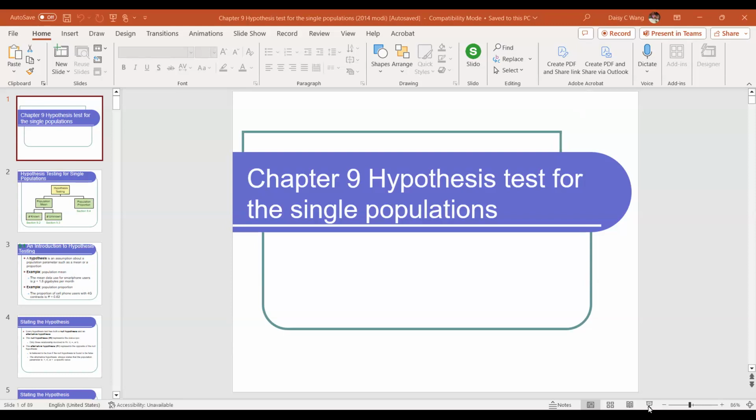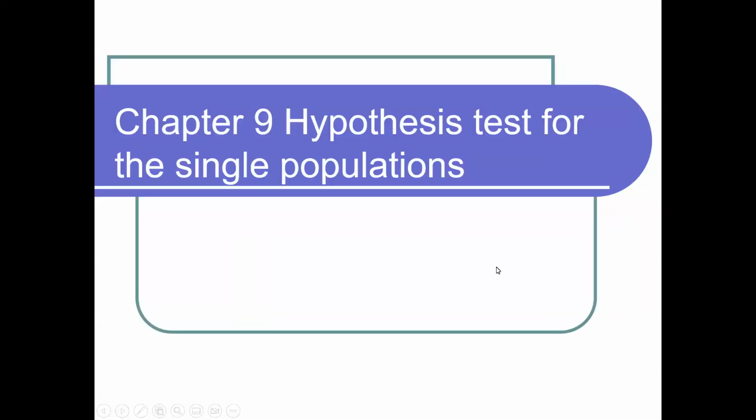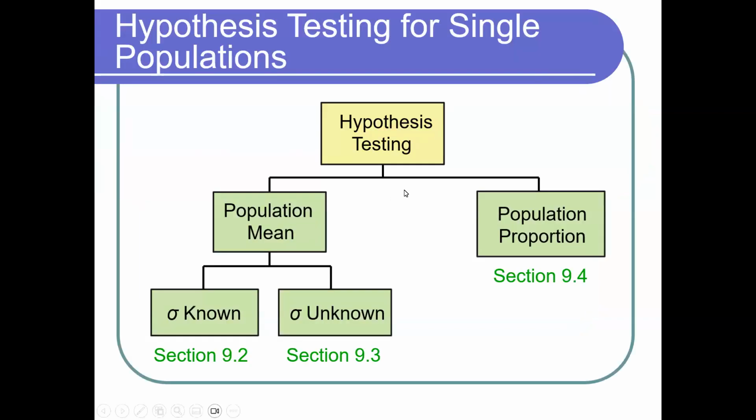So this is our last chapter, and this is to do hypothesis tests for single populations. Last chapter, in chapter 8, we talked about the confidence interval. We use the confidence interval to see how confident we are when we try to estimate the average, the mean. For hypothesis tests, it's very similar. This chart, you saw last chapter as well. We have the population mean when we know the population standard deviation, or when we don't know the population standard deviation, and then when we need to compare the population proportions.